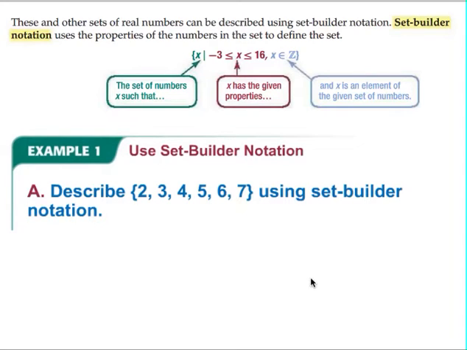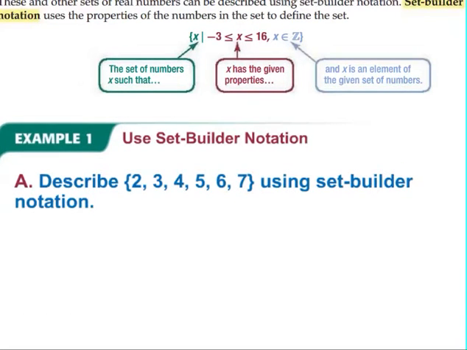Builder notation. And so that's where we're going to pick up with today. We already went through what set builder notation looks like, and so what I'm going to do now is describe that using set builder notation. In looking at this, I'm going to start with the very first thing that starts with set builder notation. That's that little squiggle line.